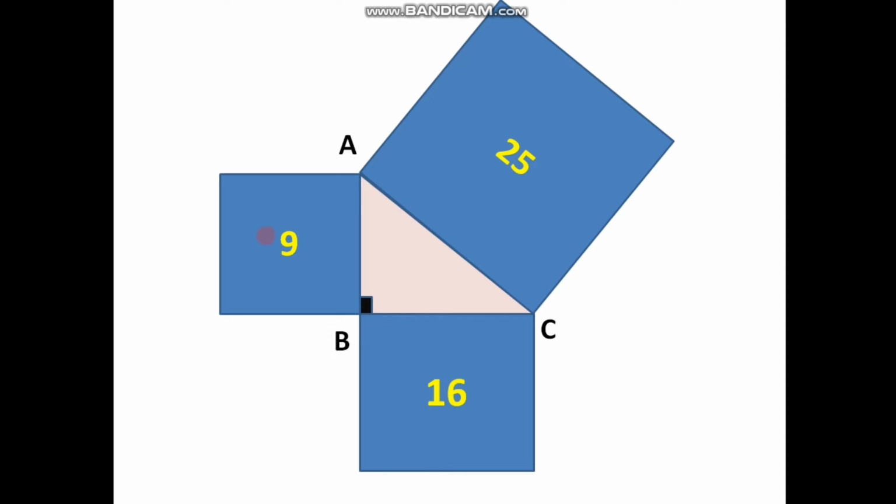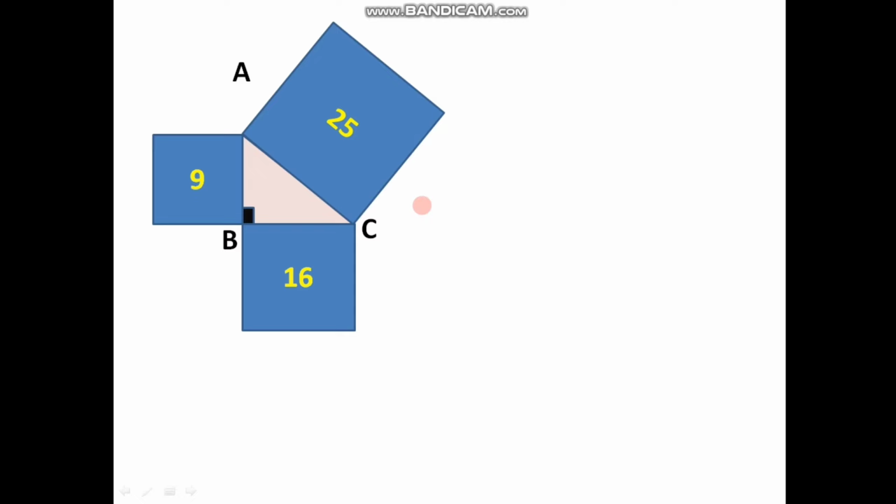What is the relation we can find in these three numbers? So here we can observe that 25 is the sum of 9 and 16. So we can write here 25 is equal to 9 plus 16. So from this we can conclude that if there is a right angle triangle given, then the area of the square which is drawn on the hypotenuse is equal to the sum of areas of the two squares drawn on the two other sides of the right angle triangle.